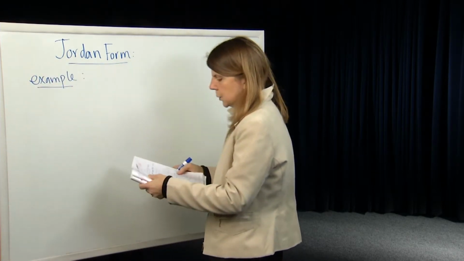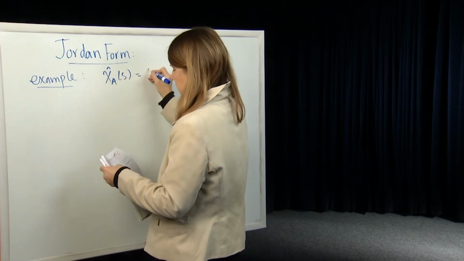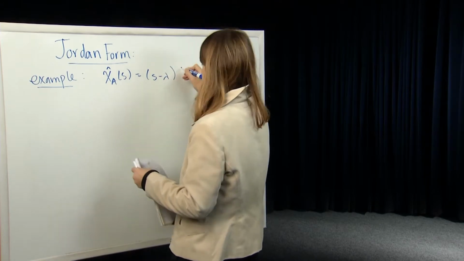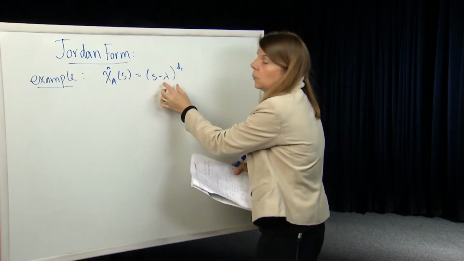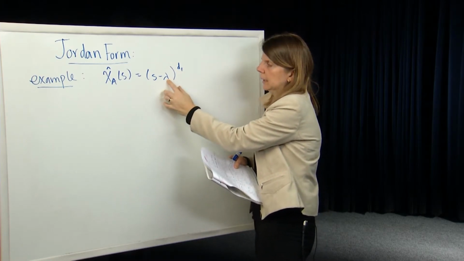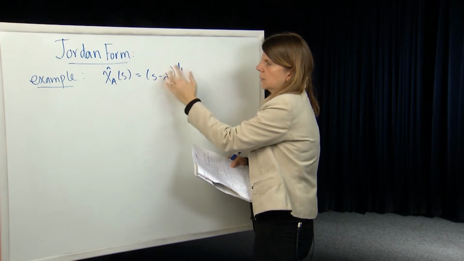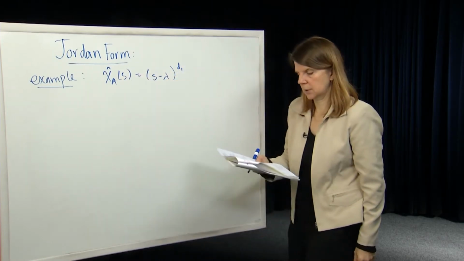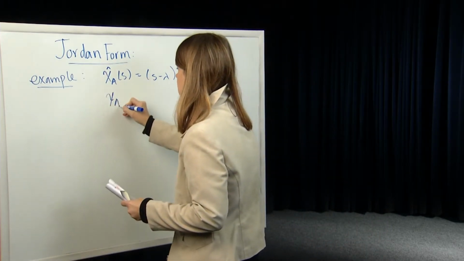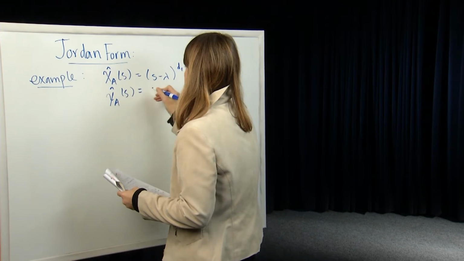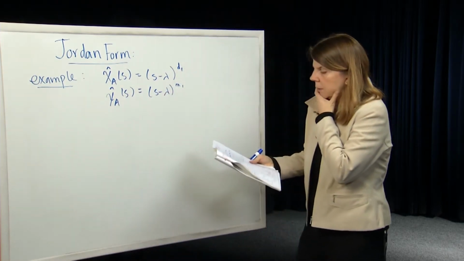But we're going to consider a matrix A that has a characteristic polynomial of s minus lambda to the D1. So actually, there's only one eigenvalue, and it's repeated at lambda. And in this case, D1 would be equal to n for an n by n matrix A. So the minimum polynomial here is going to be s minus lambda to the m1.